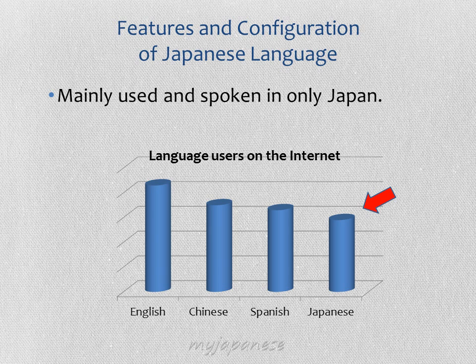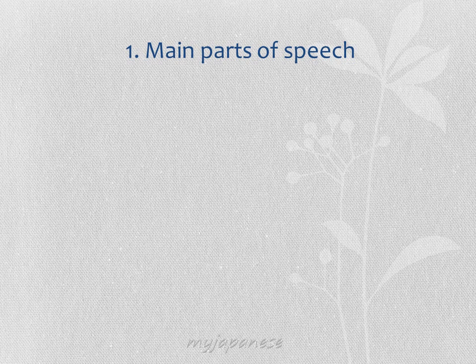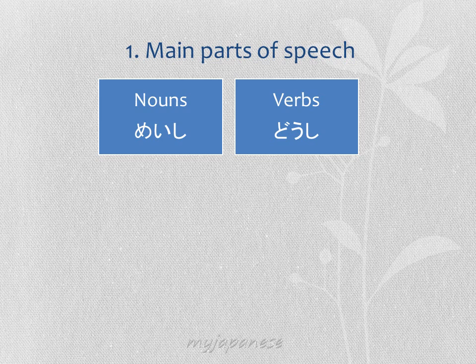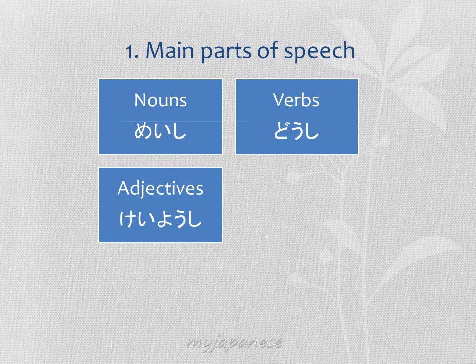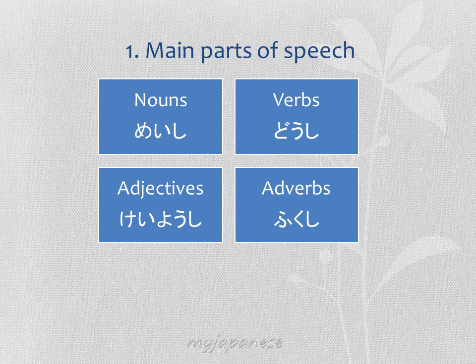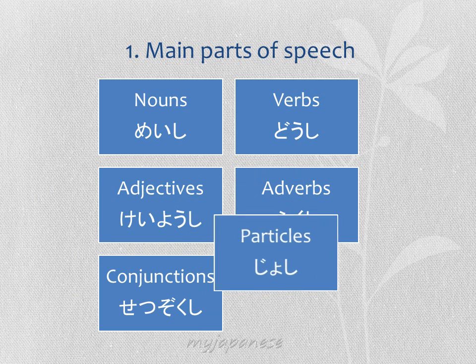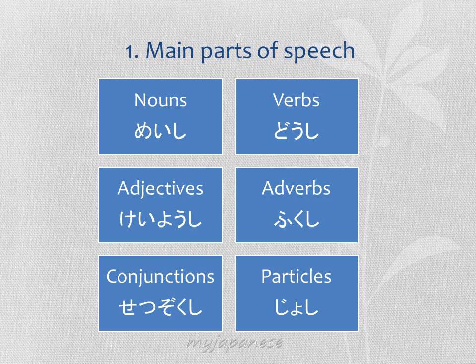Let's study with me. Number 1. Main parts of speech. Japanese main parts of speech are nouns, 名詞, verbs, 動詞, adjectives, 形容詞, adverb, 副詞, conjunctions, 接続詞, and particles, 助詞. Most of speech might be familiar to you, but particle is one of the speech of traditional Japanese. They are placed after and between words, showing each word's function like English preposition and conjunction.